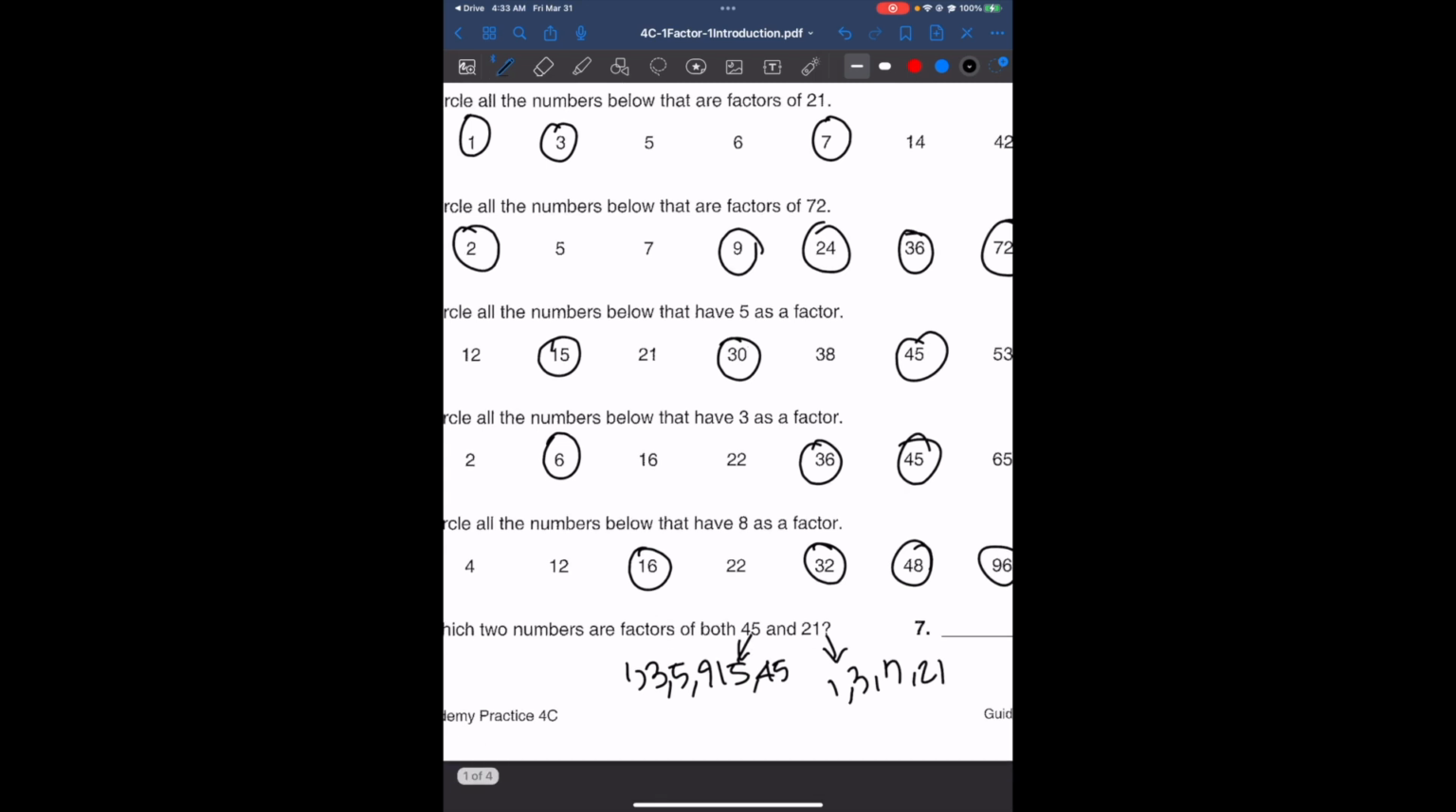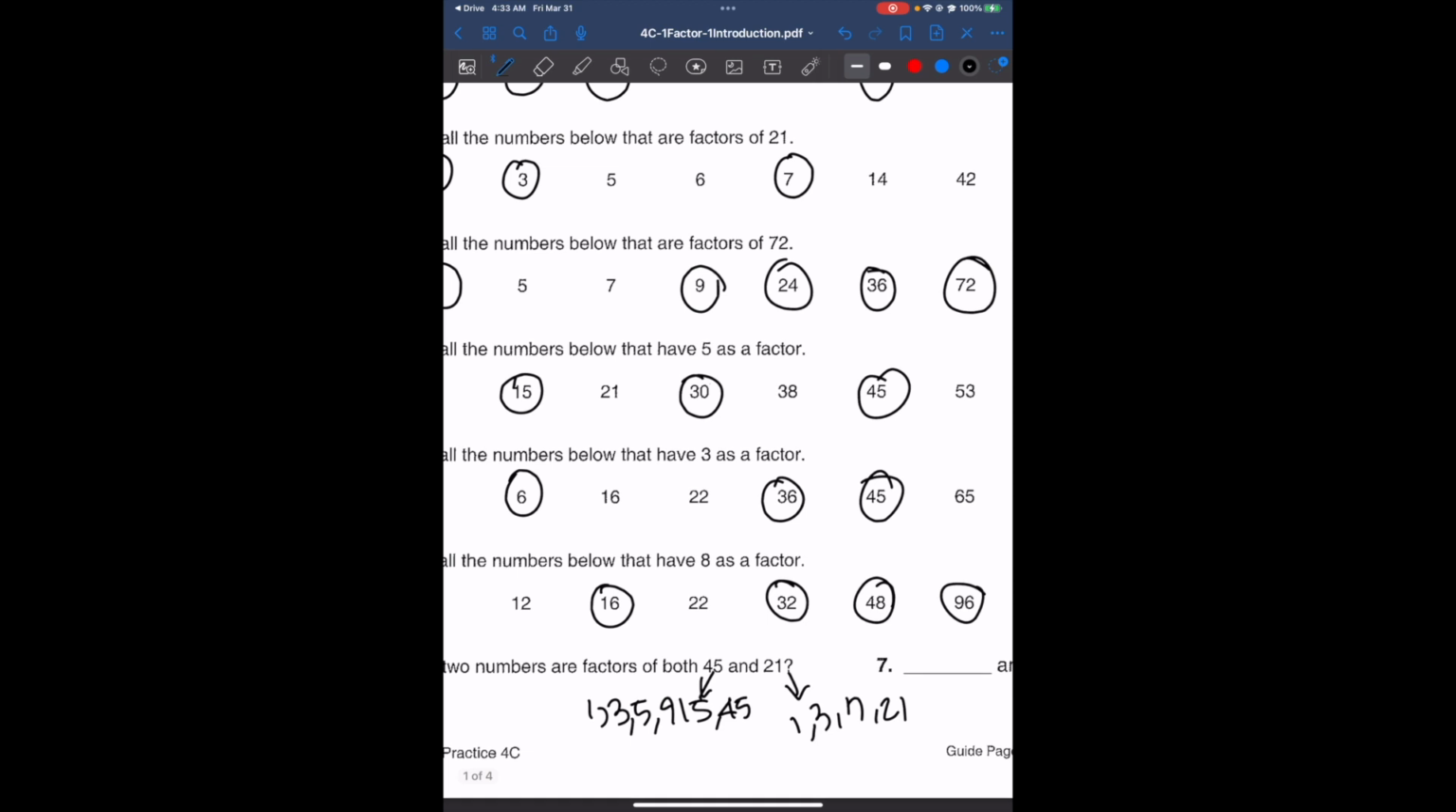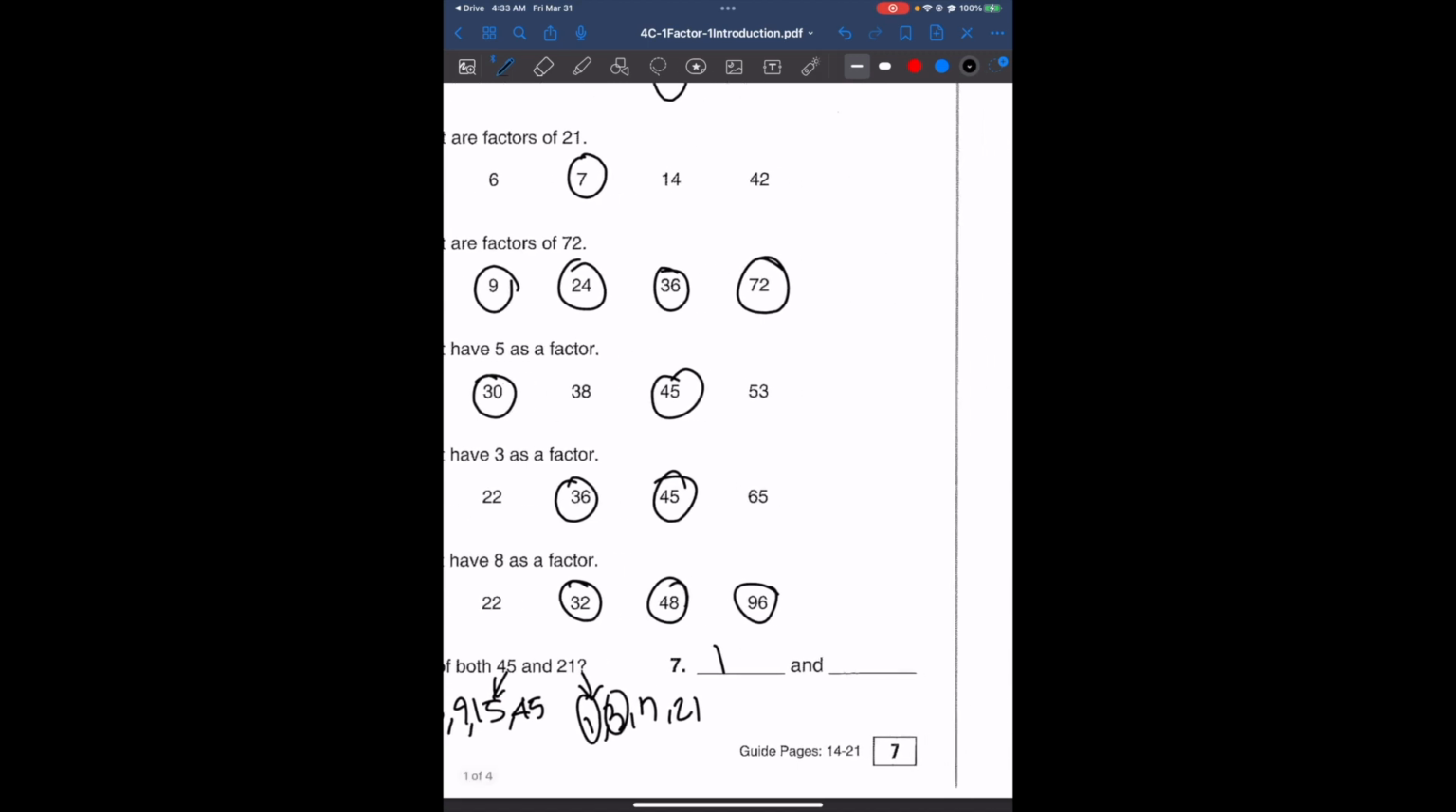And 21. So which two numbers are factors of both 45 and 21? We're going to look for ones that overlap, and they're going to be 1 and 3. It's going to be 1 and 3.